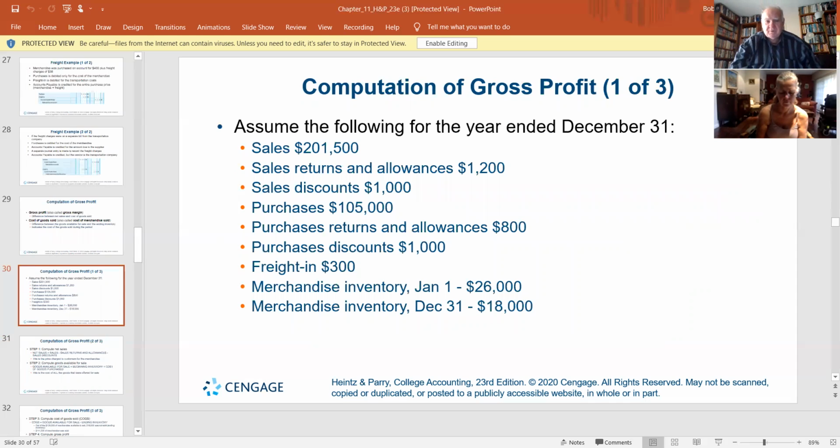Now look at all these numbers we have all of a sudden, huh? They're giving us sales returns and allowances, and sales discounts. And they're giving us the purchases, purchase returns and allowances, and purchase discounts, and the freight. And we know those are all of one world. That's part of the purchases. And then they're giving us the beginning and the end inventory. Now, why are they doing this? We want to compute the gross profit. So before we can do the gross profit, we have to compute the cost of goods sold.